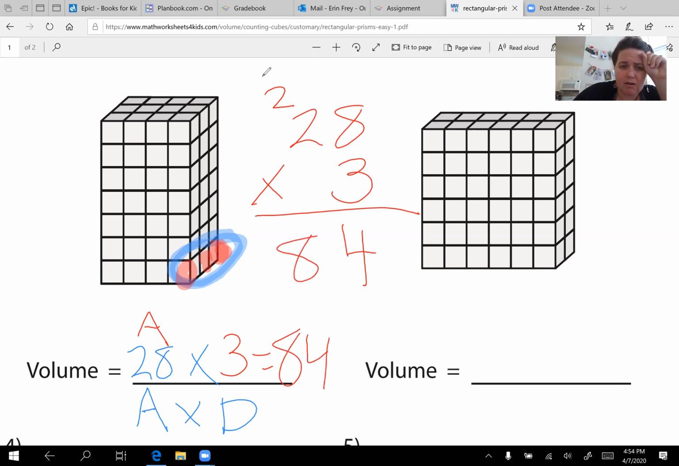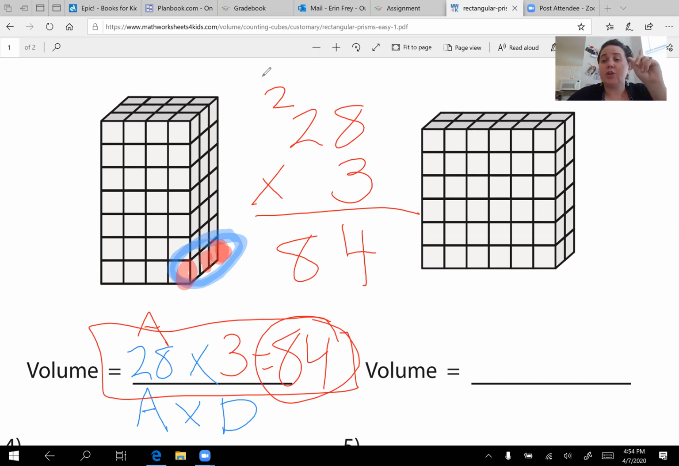So my whole area of my whole figure is 84 cubic squares or unit squares. Okay? These are not inches and it's not centimeters. You see squares, so it's called cubic squares or unit squares. It could be either or. Okay?